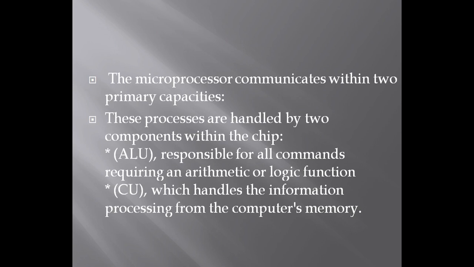The microprocessor communicates within the primary capacities. These are logic and processing of information. These processes are handled by two components within the chip, which are the arithmetic logic unit, also known as the ALU. This is responsible for all commands requiring arithmetic or logical function, and the control unit, also known as the CU, which handles the information processing from the computer's memory. I will now hand you over to Paul, the group leader, who is going to be doing an example of code.